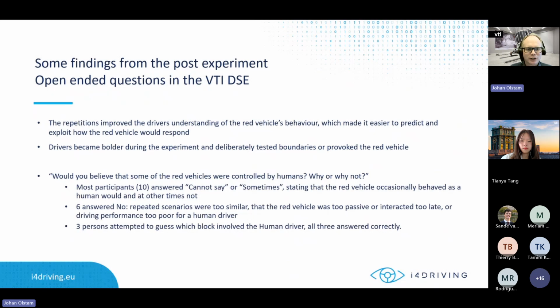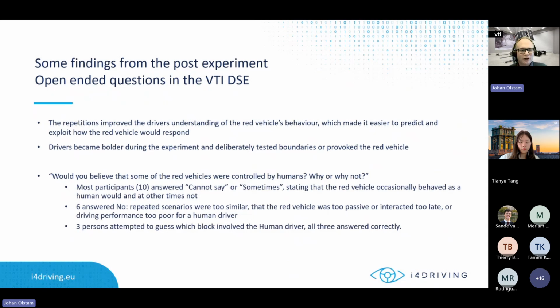We also had a question, even if we didn't tell them in the beginning that a human controlled one of the vehicles, we kind of indicated it in these open-ended questions and asked, would you believe that some of the red vehicles were controlled by humans, why or why not? Most of the participants answered kind of "cannot say," or sometimes stated that the red vehicle occasionally behaved as a human, but other times not. And 6 said no, they don't believe it, because the scenarios were too similar to see any difference, or the red vehicle was too passive and interacted too late in general to be a human driver.